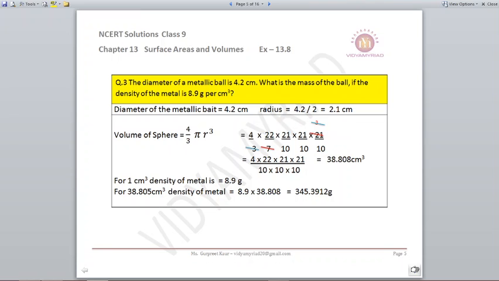Now you are told that for 1 centimeter cube, the density of the metal is 8.9 grams. The mass is what is asked. So for 38.808 centimeters cube, it will be 8.9 into 38.808, which is equal to 345.3912 grams.